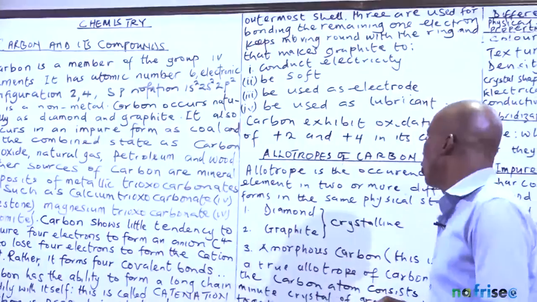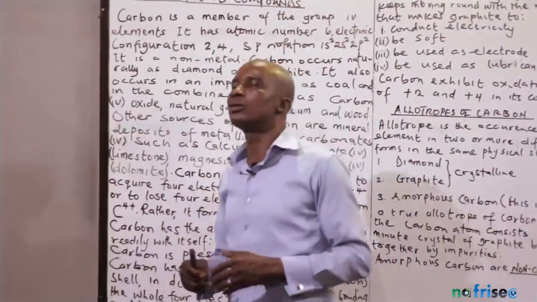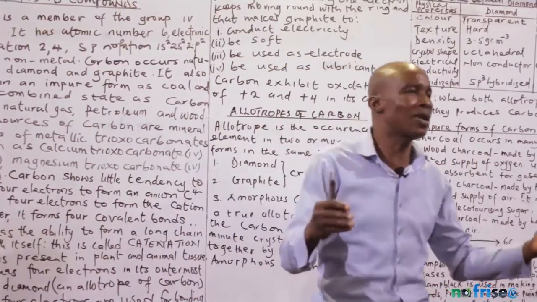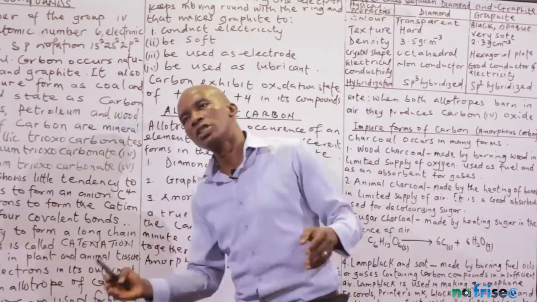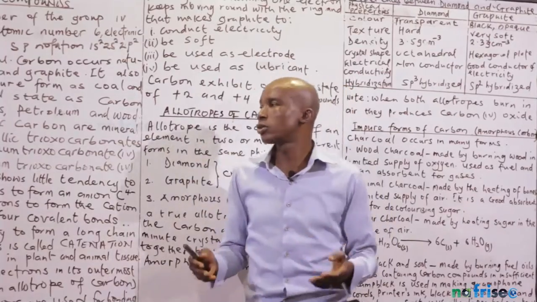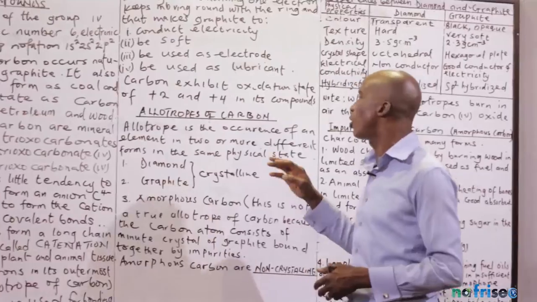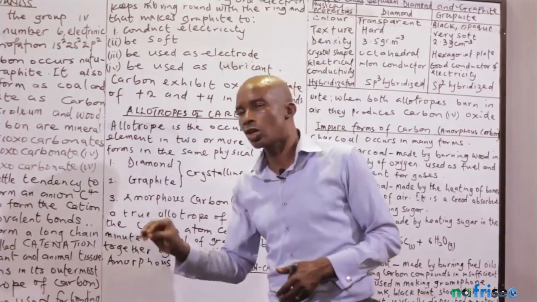we are quickly going to look at the oxidation state of carbon in its various compounds. Carbon exhibits an oxidation state of +2 in some of its compounds and equally +4 in some of its compounds.